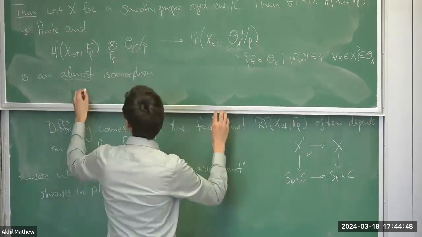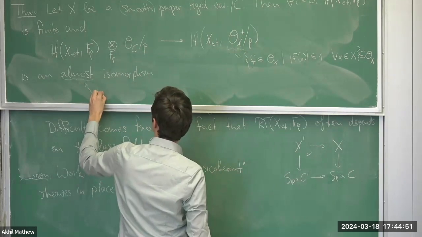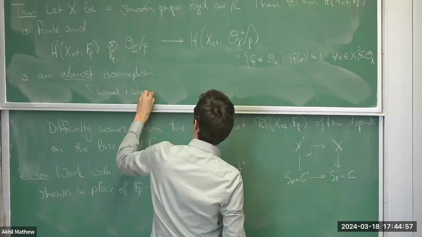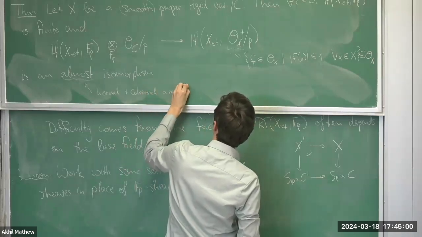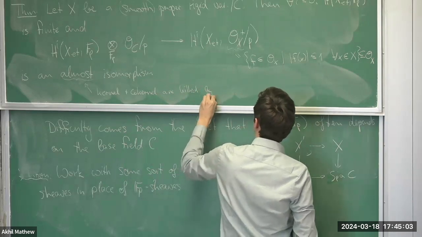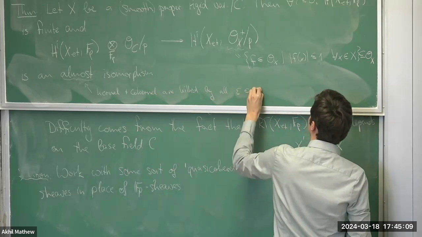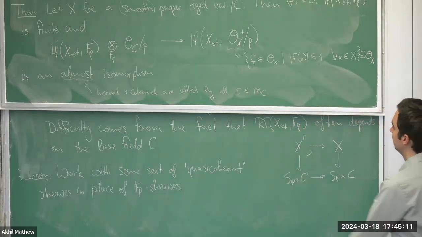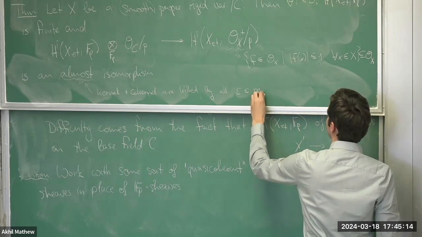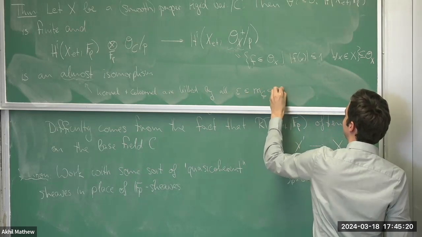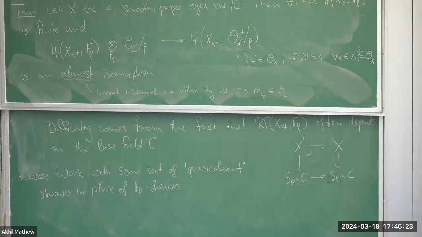Okay, what does almost isomorphism mean? Well, this means that the kernel and the kernel of this map are killed by all elements epsilon in the maximum ideal. Okay, and it's an ideal of OC, but I touched it to see it. Occurred by the next validity.